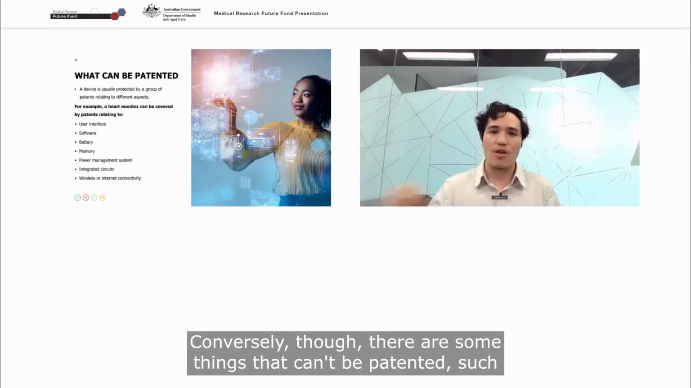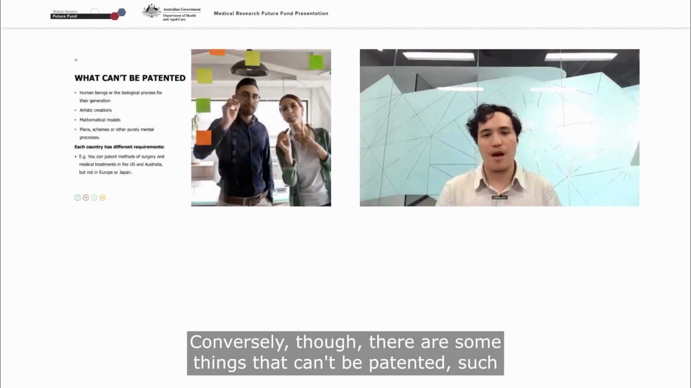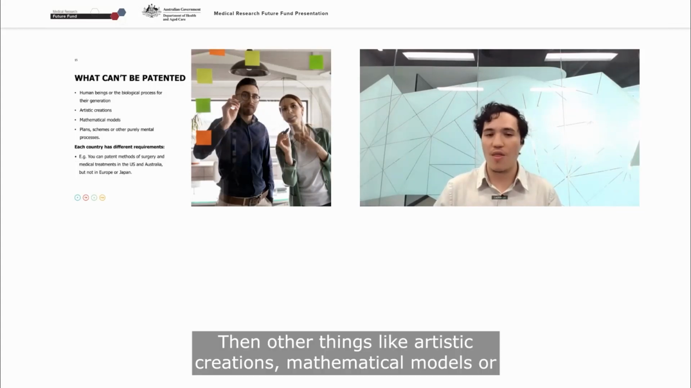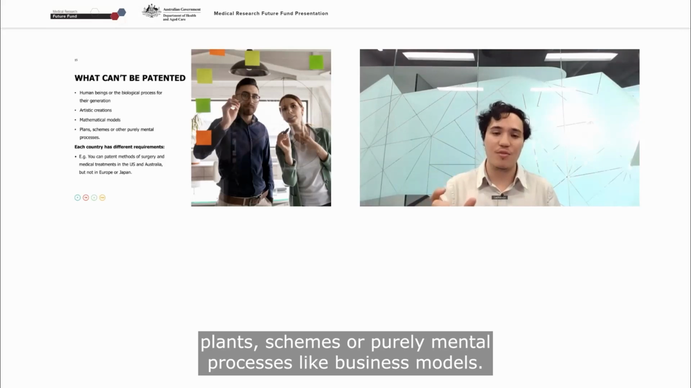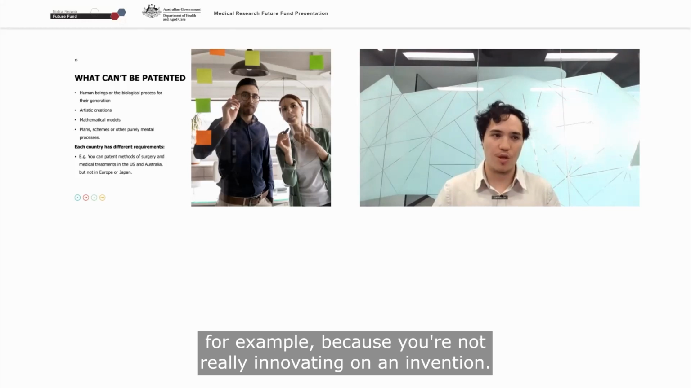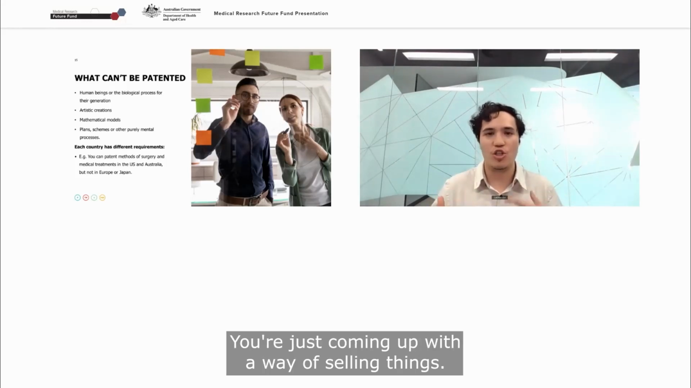Conversely, though, there are some things that can't be patented, such as human beings or the biological processes for their generation. Then other things like artistic creations, mathematical models, or plans, schemes, or purely mental processes like business models. You can't have a patent on a way of selling medical devices, for example, because you're not really innovating on an invention. You're just coming up with a way of selling things.